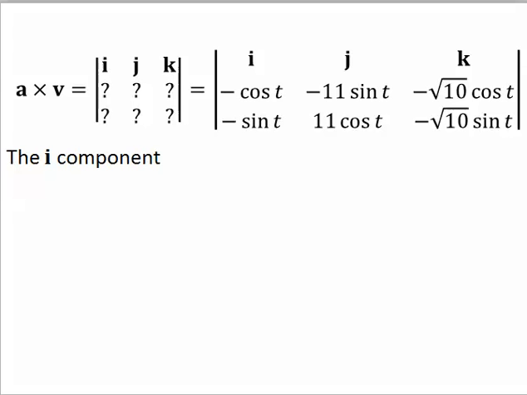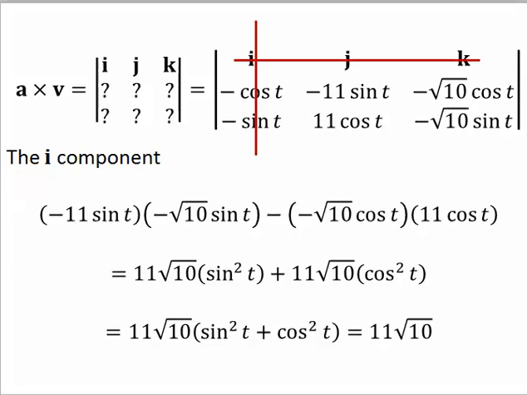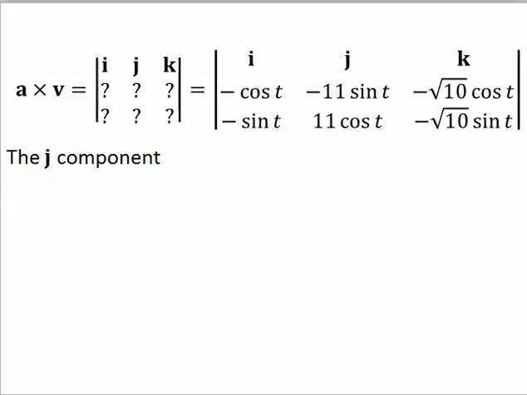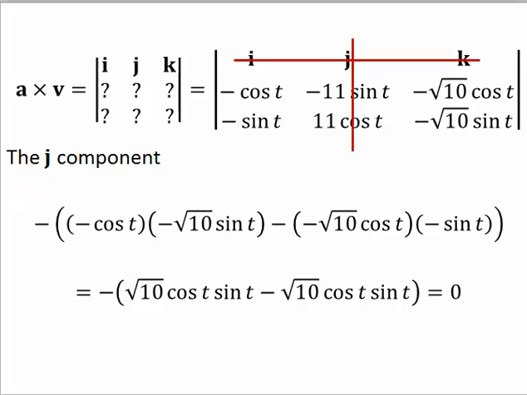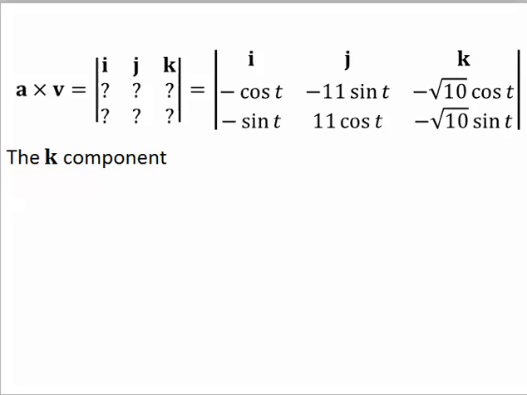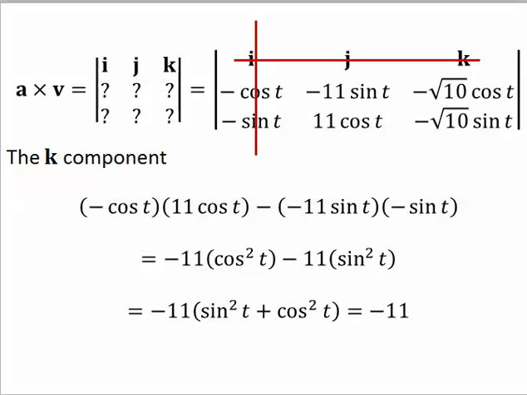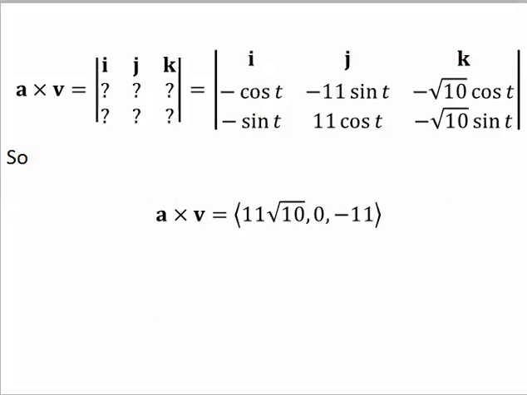The I component. Well, for the I component, I get 11 times radical 10. J component. For the J component, I get 0. The K component. For the K component, I get negative 11. And so, for A cross V, I get 11 times radical 10, comma 0, comma negative 11.